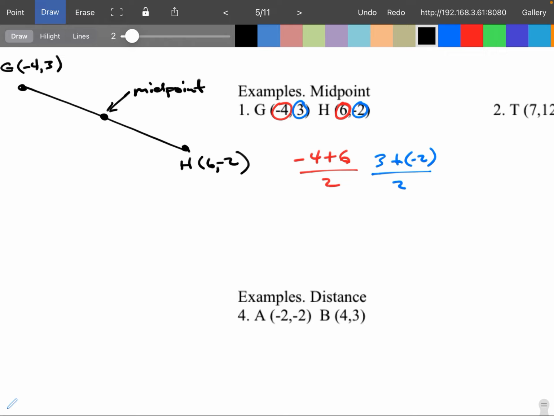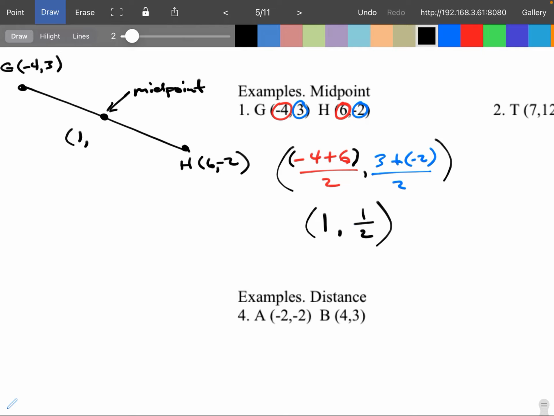And then we're going to add the y's. So what are the y's? We got 3 and negative 2. So we're going to add the y's and also divide by 2. And that's going to give us the coordinates of the midpoint. We just got to simplify that. Now, if you're going to put that in a calculator, make sure you put parentheses around this numerator or you will get the wrong answer, because if you do it without the parentheses, only the 6 will get divided by the 2. But I think you guys can do this.